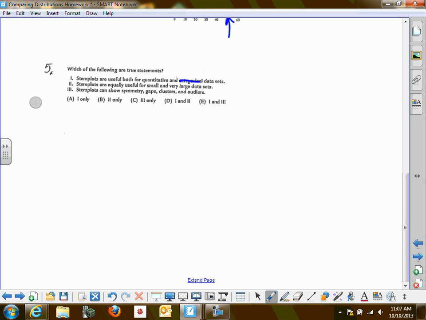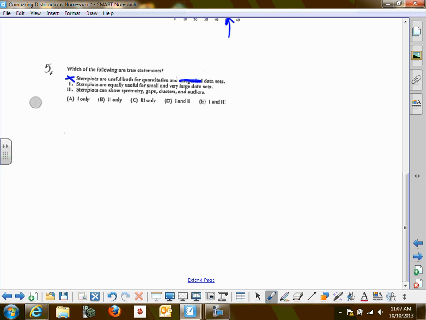Good. They are not used for categorical. They are things that are in order. So statement 1 is not true. Okay, number 2, stem plots are equally useful for small and very large data sets. Is that true?